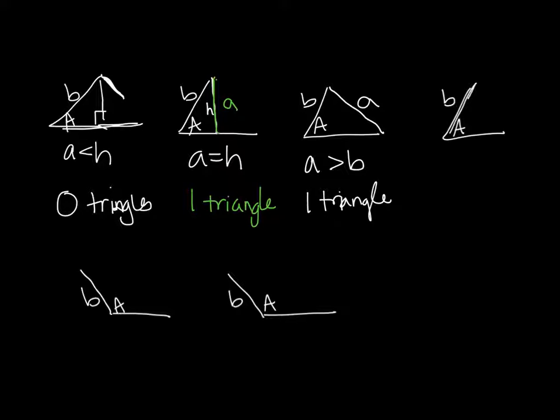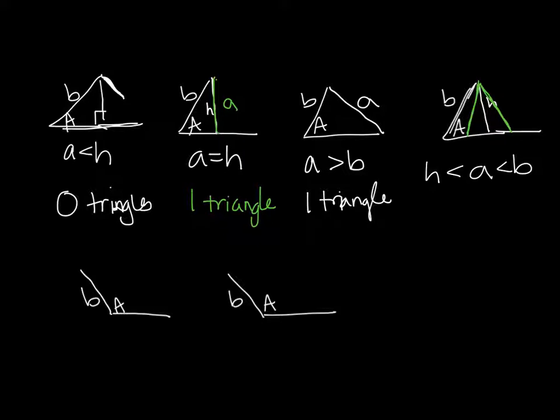Now here's the ambiguous part. Okay, so let me put in the height. Here's the height, right? What if A is smaller than B, but it's bigger than H? So this is H, and I'm going to bring A in. I can make it here. It's smaller than B because it's closer to the height. But I could also bring it out here, because then it's smaller than B but bigger than the height.